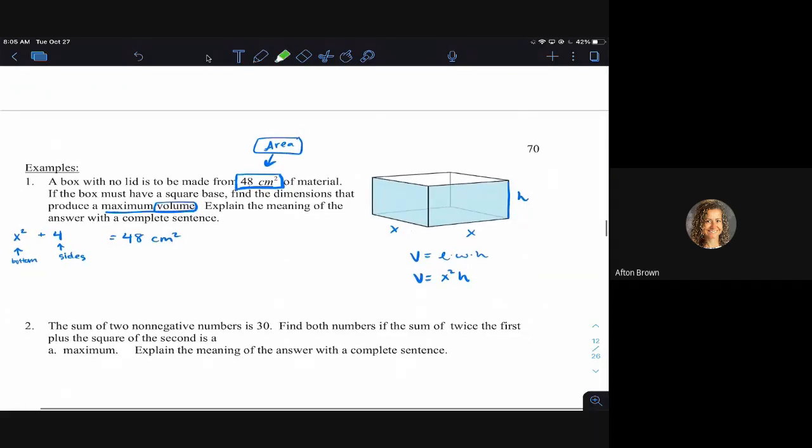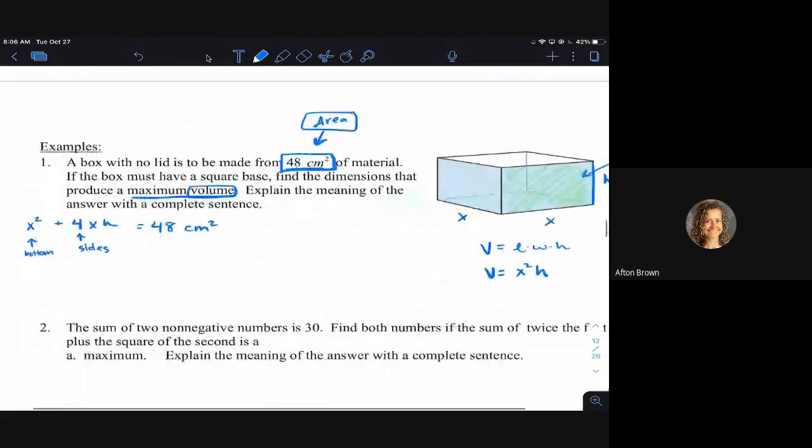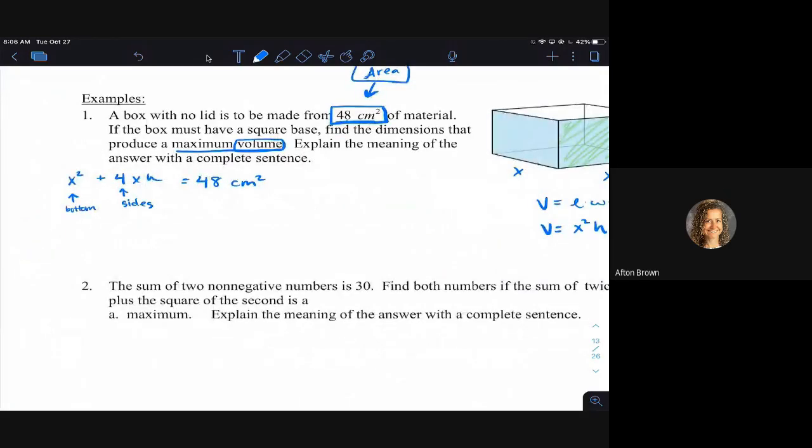So think of one of these sides right here. Because it's a square base, all four sides are the same. What's the area of that side? h times x. Good. You can call it xh, hx, doesn't matter, but one of them is that. We have four of them. We have 4xh. That's our constraint. By constraint, meaning this is what's limiting us from making the box as big as we want.